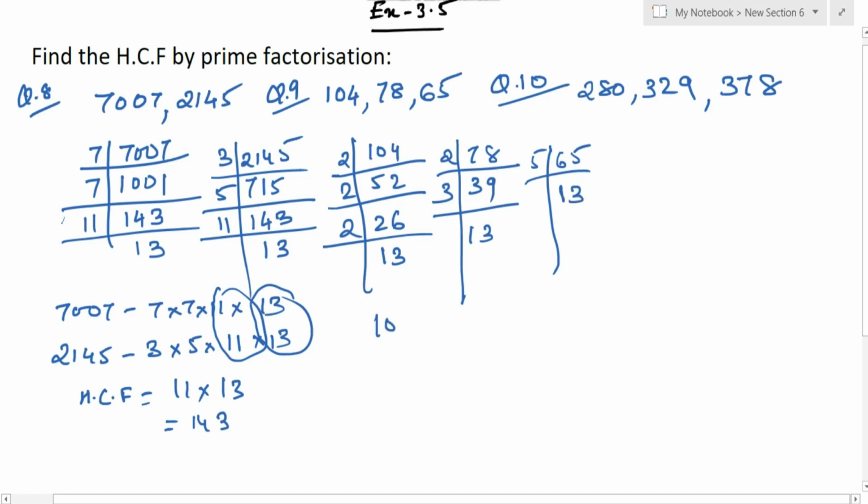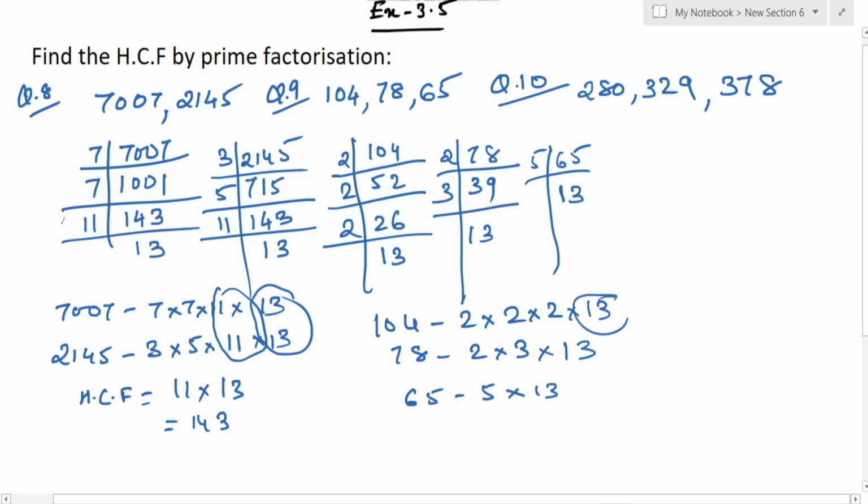So what all factors for 104 are we having? 2 into 2 into 2 into 13, and similarly for 78 we are having the factors 2 into 3 into 13, and for the last, 65, we are having 5 into 13. So in all, one thing is common, that is 13. So the prime factor 13 is common in all three. So the HCF for this question is 13.